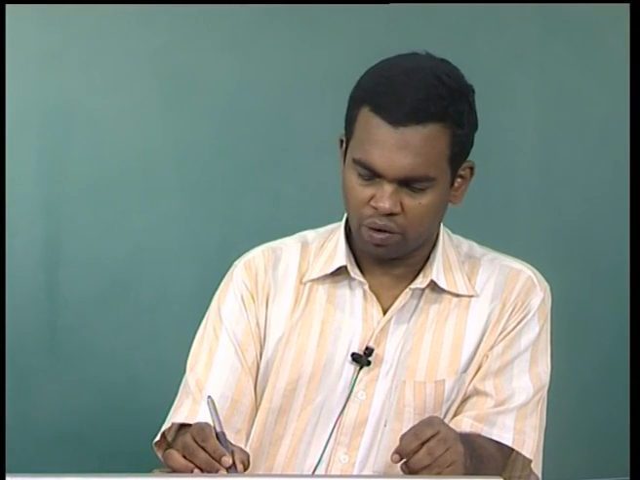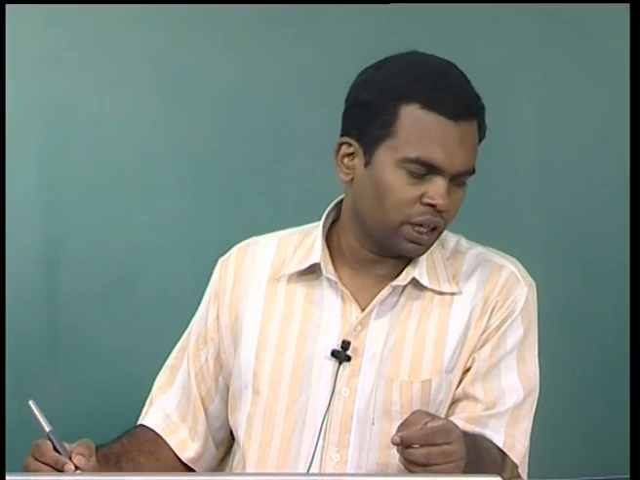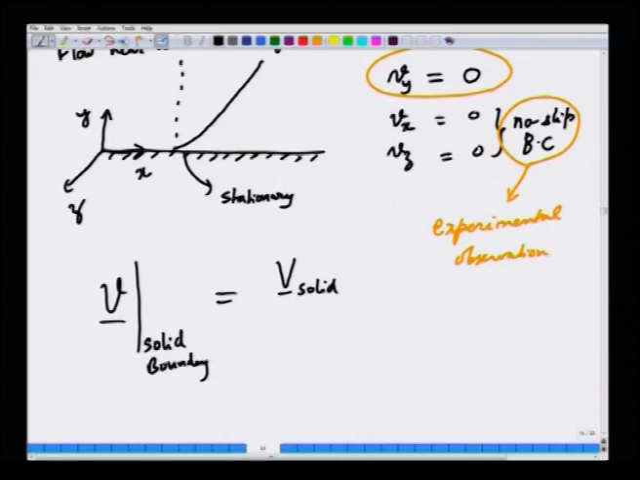So, essentially what we are saying is that when you have flow past a wall, the velocity vector of the fluid at a solid boundary is equal to the velocity of the solid. If the solid is stationary, then the velocity of the fluid is 0 at the solid boundary. If the solid is moving with some velocity, the fluid will take on the same velocity as the solid. So, this is one important set of conditions that we will use while solving problems.